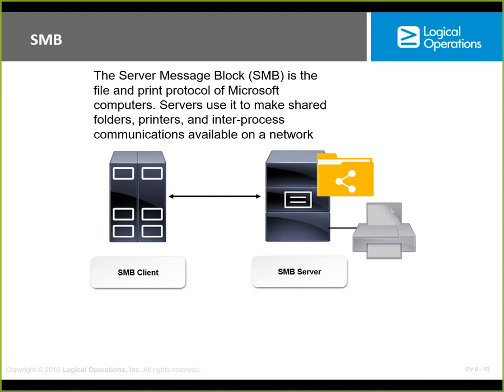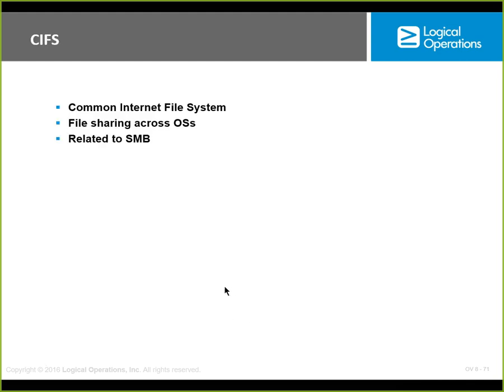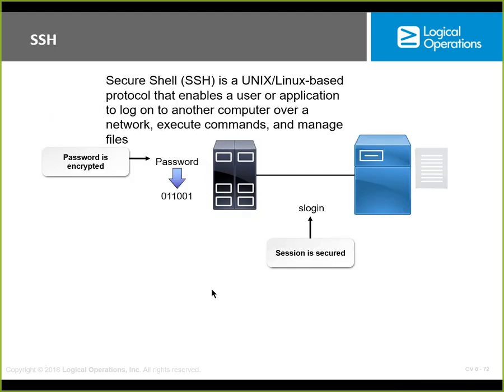SMB, Server Message Block, is a file and print protocol that Microsoft uses to share information. Print and file sharing are established through the SMB protocol. CIFS, Common Internet File System, is file sharing across operating systems, and it's going to be related to SMB.